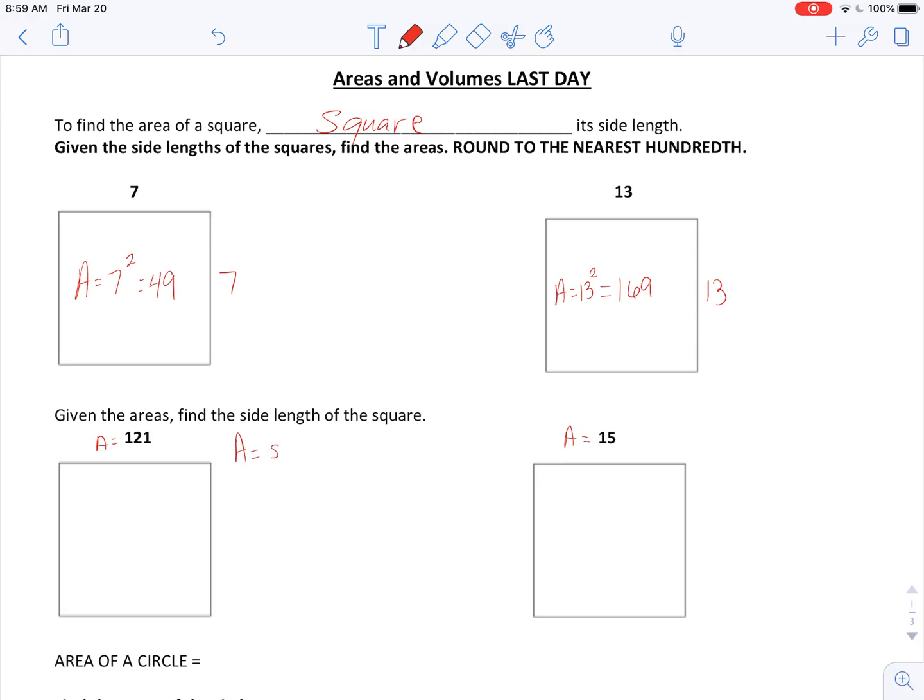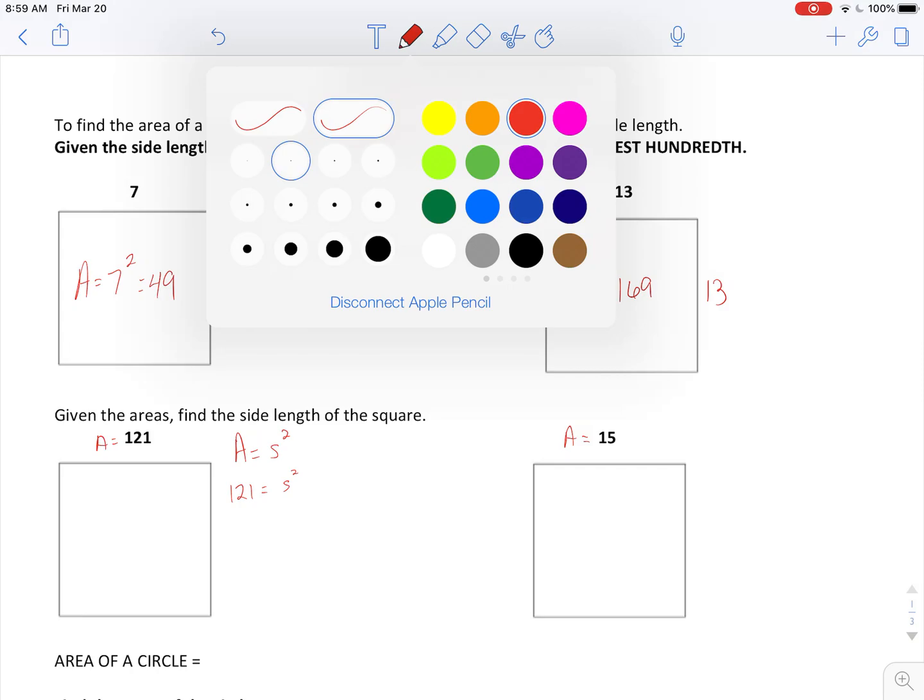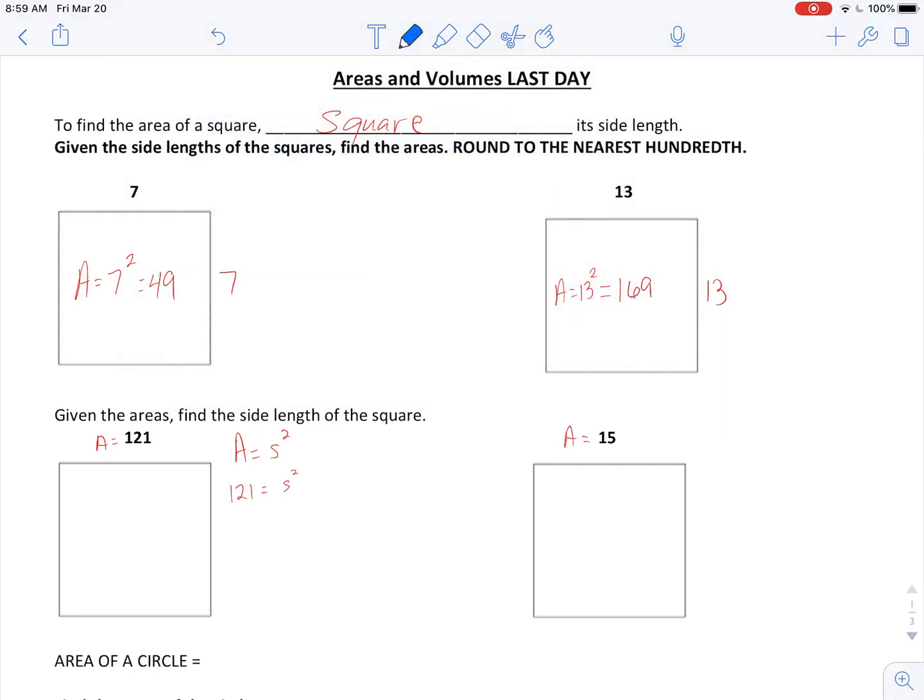But if I'm given the area, so area equals side squared. Now, if 121 equals side squared, then how do I solve for the side length? What's the opposite of squaring a number? Well, the opposite of squaring is square rooting. So we'll just square root here, and our side length is 11.